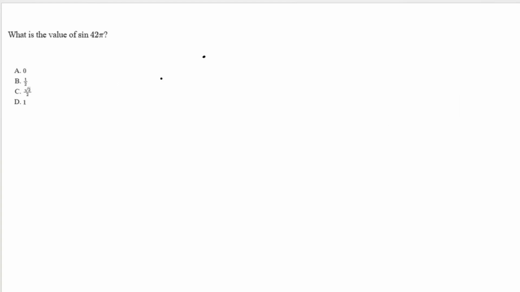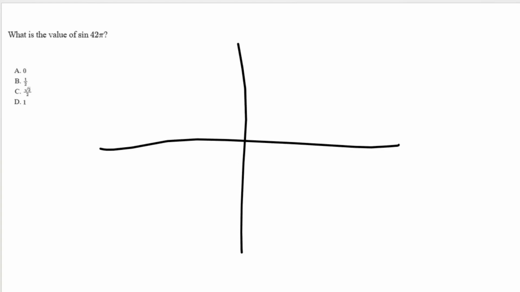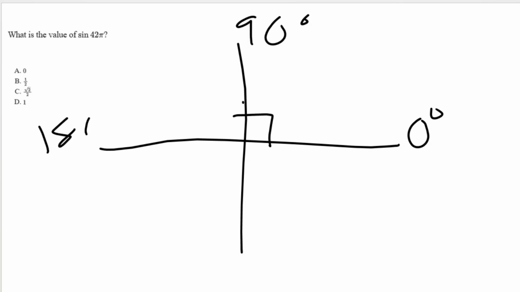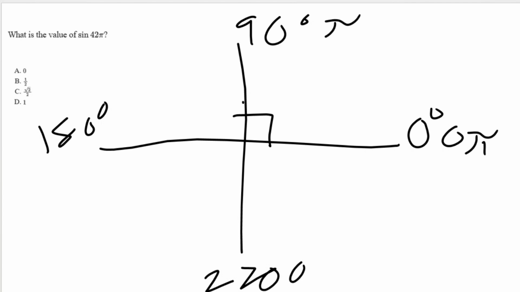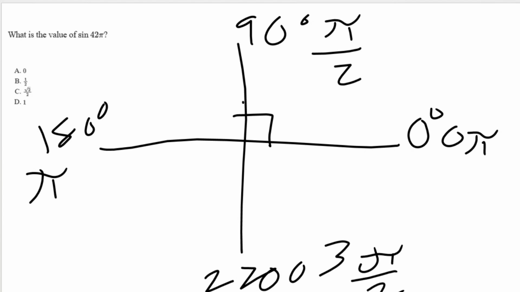Just as a quick review, when you have trigonometry, you're going to have an axis like this, and you're going to have 0 degrees over here, 90 degrees up here. That's called a right angle. You're going to have 180 degrees over here and 270 degrees down here. And when you have radians, you're going to have 0 pi here, 1/2 pi over here, pi over here, and 3/2 pi below. And you can convert back and forth between the two. You have degrees and a radian setting on your calculator.